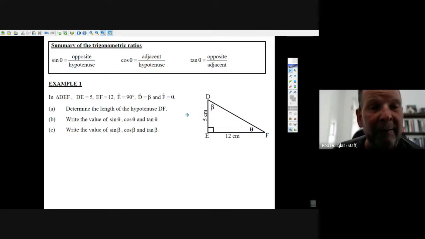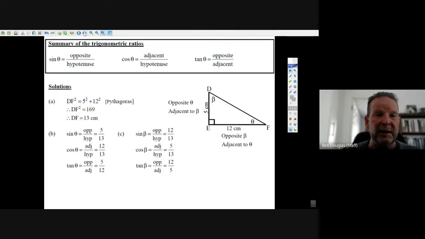Now, the example they give, they start off with a right triangle. They say it's 5 on one side, 12 on the other. And the first thing they want you to do is to determine DF. And then they want you to find the sine, cosine, and tangent of this angle theta, and then sine, cosine, and tangent of this angle beta. Well, let's just see how they do it. Well, to get the DF, all they do is go 5 squared plus 12 squared. That's 169. They take the square root, and they get that DF is 13. Well, now they know the hypotenuse, so they just go to these ratios.